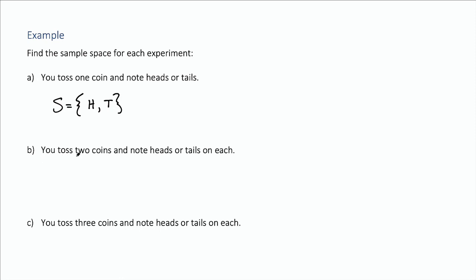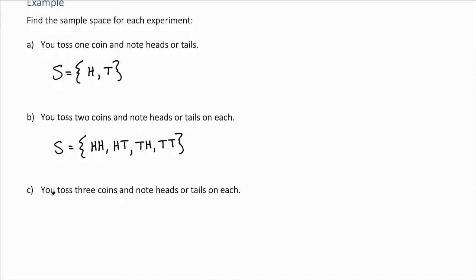For part B, you toss two coins and note heads or tails on each. Now our sample space is a little bit different because with our two coins, there's several possibilities. Okay, both of the coins could be heads. I'll denote that with HH. Okay, both coins are heads. The first coin could be heads and the second coin could be tails. Or we could flip that around and the first could be tails and the second could be heads. Or both could be tails. So that's our sample space for tossing two coins and noting heads or tails.